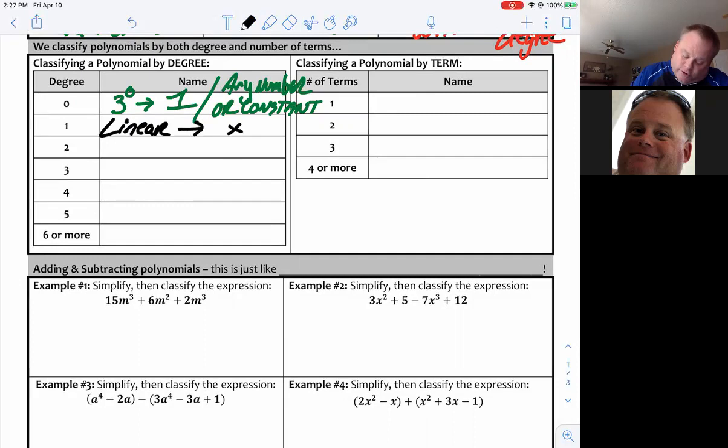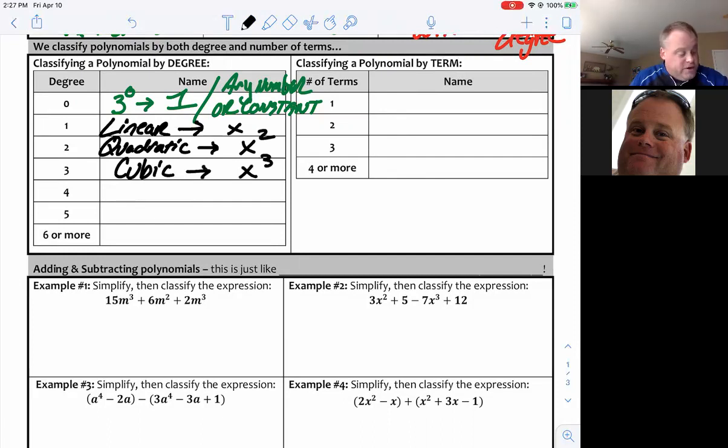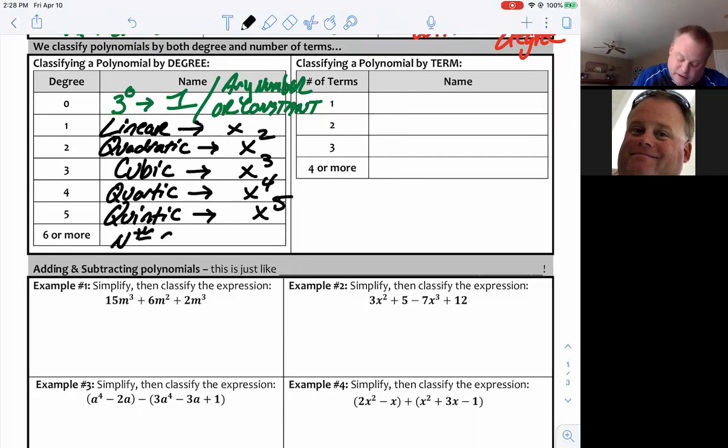A power of 2 is called a quadratic. You should know that as well. So this is x squared, quadratic, right? Power 3 is called a cubic. 4 is called a quartic. 5 is called quintic. And 6 and more is just the nth degree.